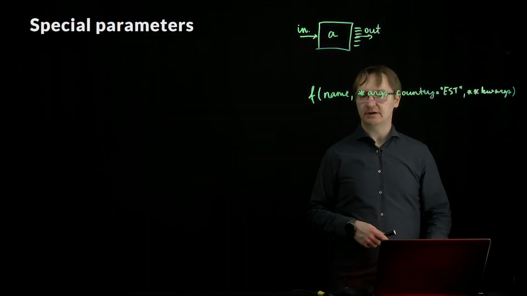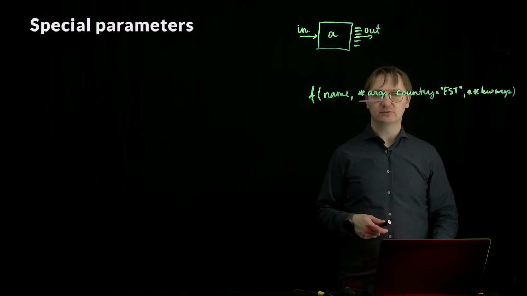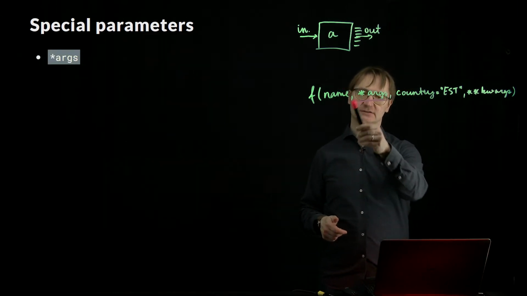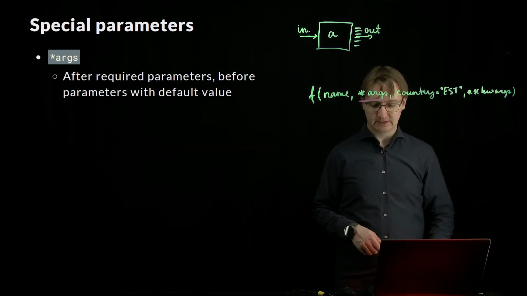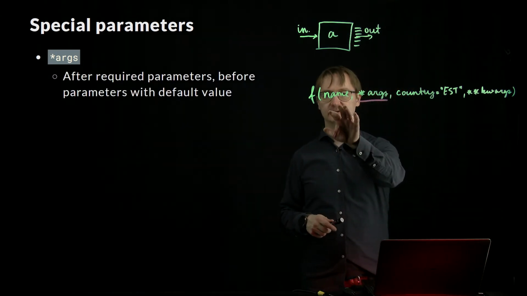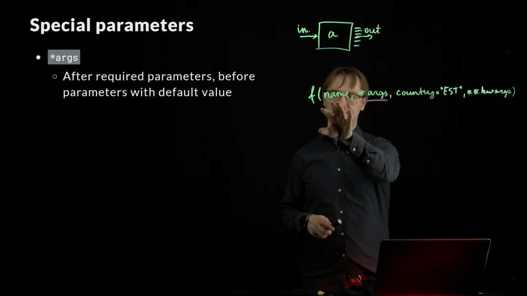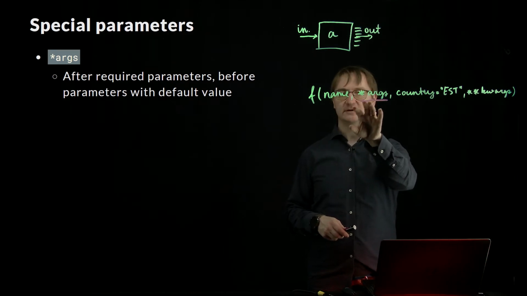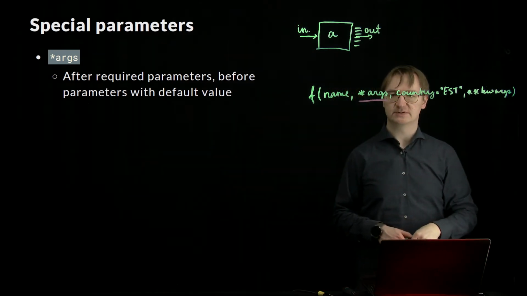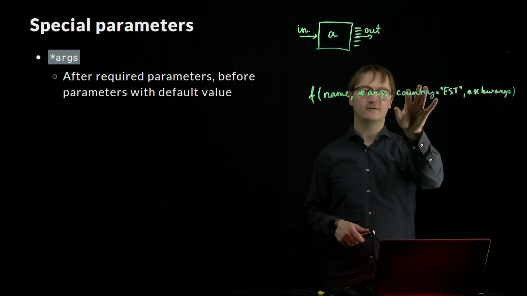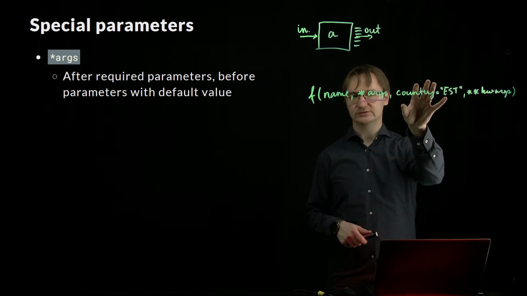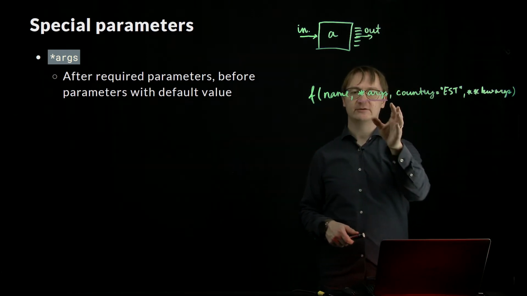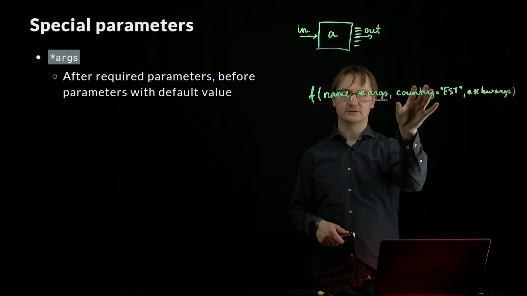Let's talk about special parameters. In Python we have two special parameters. One is *args, and the asterisk is important here. It comes after the required parameters, for example name here. There could be more, there could be name, last name and age, and after that we can have this args special parameter. And before the parameters with default values. So the country has default value Estonia, I have to have this asterisk args before this part here.